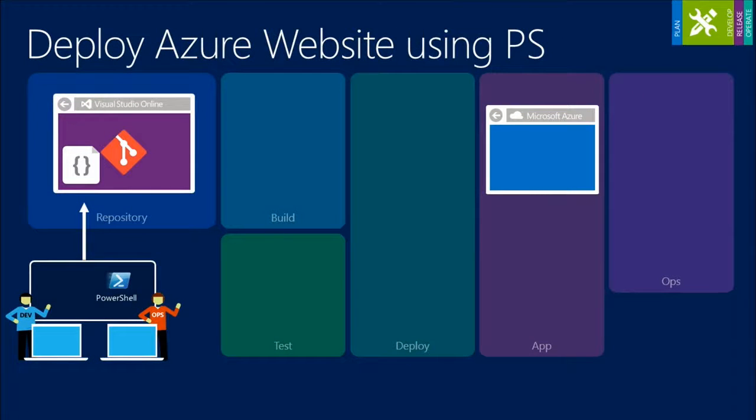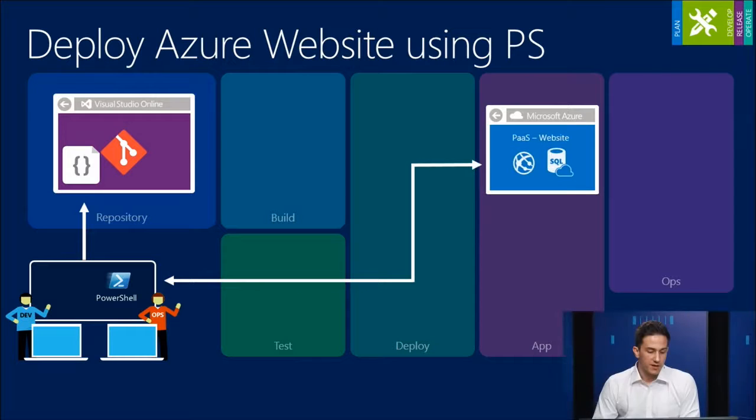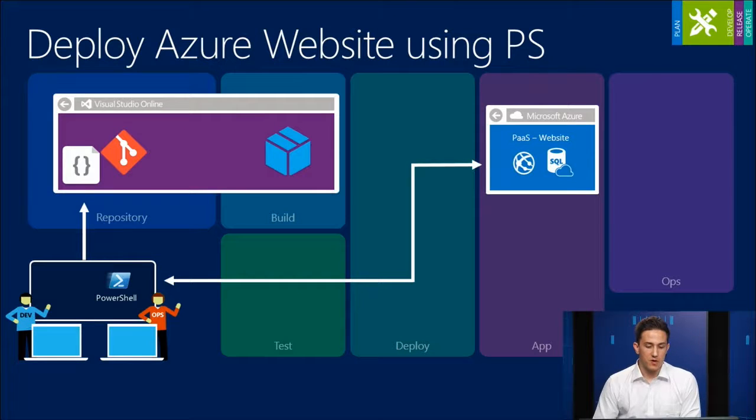So what does this look like with PowerShell? If we go to this, we can see that from a PowerShell script, let's say this could be on the local operations guy's machine, you could deploy a full-blown platform as a service website. And then ideally, you don't have to, but ideally, that script would pull down the build from the PowerShell code into the website.